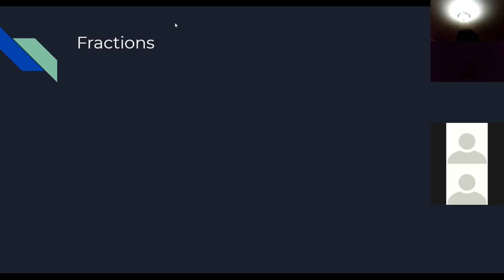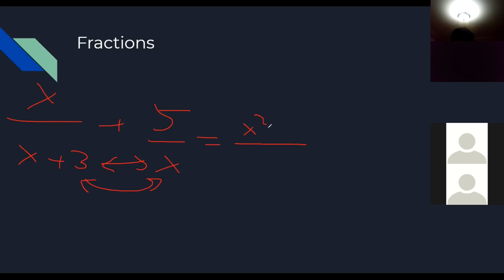So this is also similar to how we did it with usual fractions. Like x plus 3 plus 5 over x. You need to find the common multiple between these, or you could just multiply them together and then simplify the fraction. Either way works. So x squared plus 5x plus 15 over x squared plus 3x. You get them.